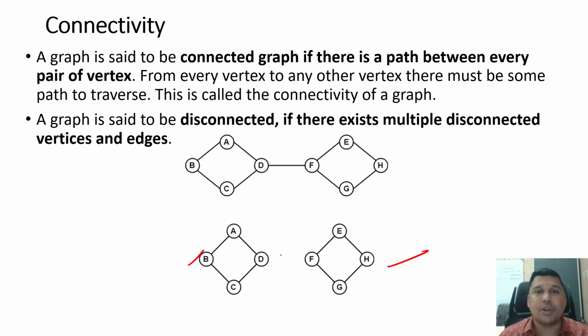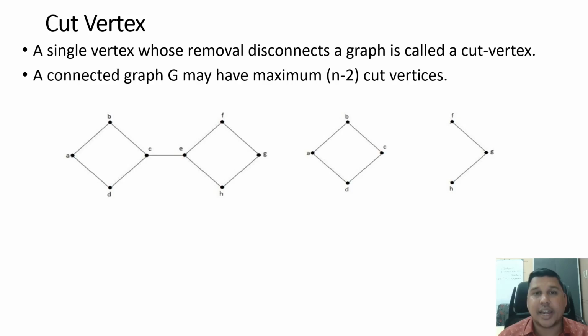In this concept, we have two topics. One is in terms of vertices, the other is in terms of edges. Let us see that. Connectivity is very simple. If there exists a path between every pair of vertices, then we say it is a connected graph. From B to E, from B to F, from B to G, I have a path. From any vertex, there is a path to all the other vertices. Then we say it is connected.